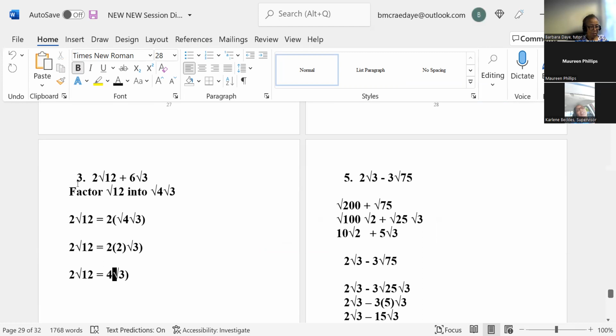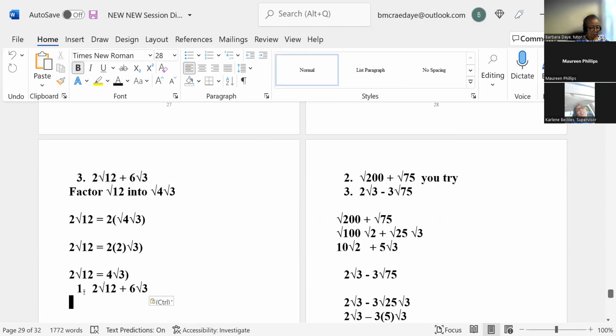Now I can go back up here, Maureen. I already have a 6 times the square root of 3, right? And I said the 2 times the square root of 12 is 4 times the square root of 3. So let's just put that there. So that's 4 times the square root of 3.